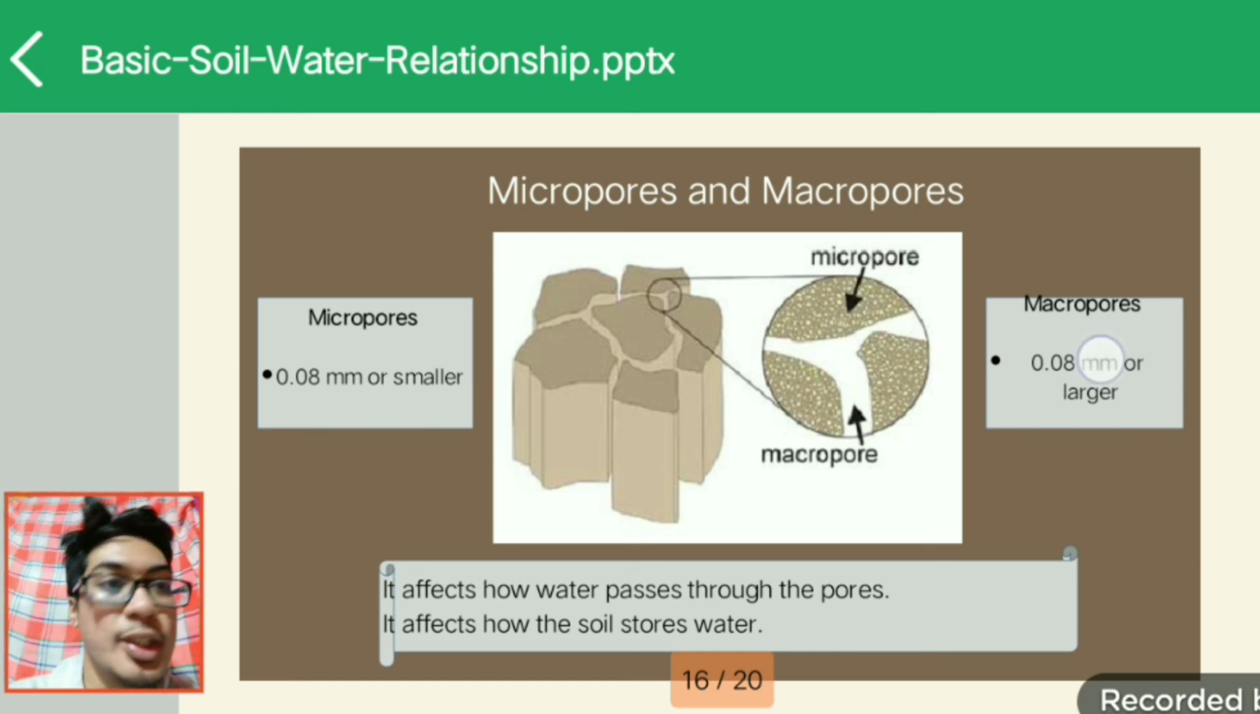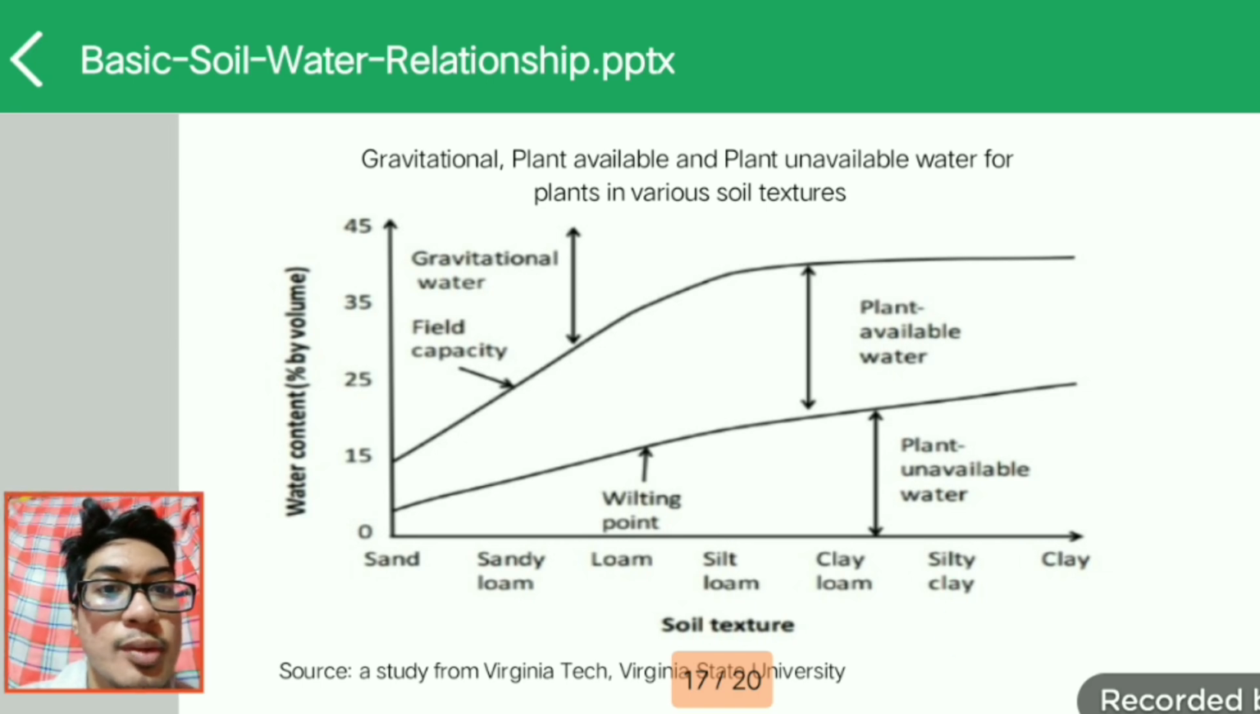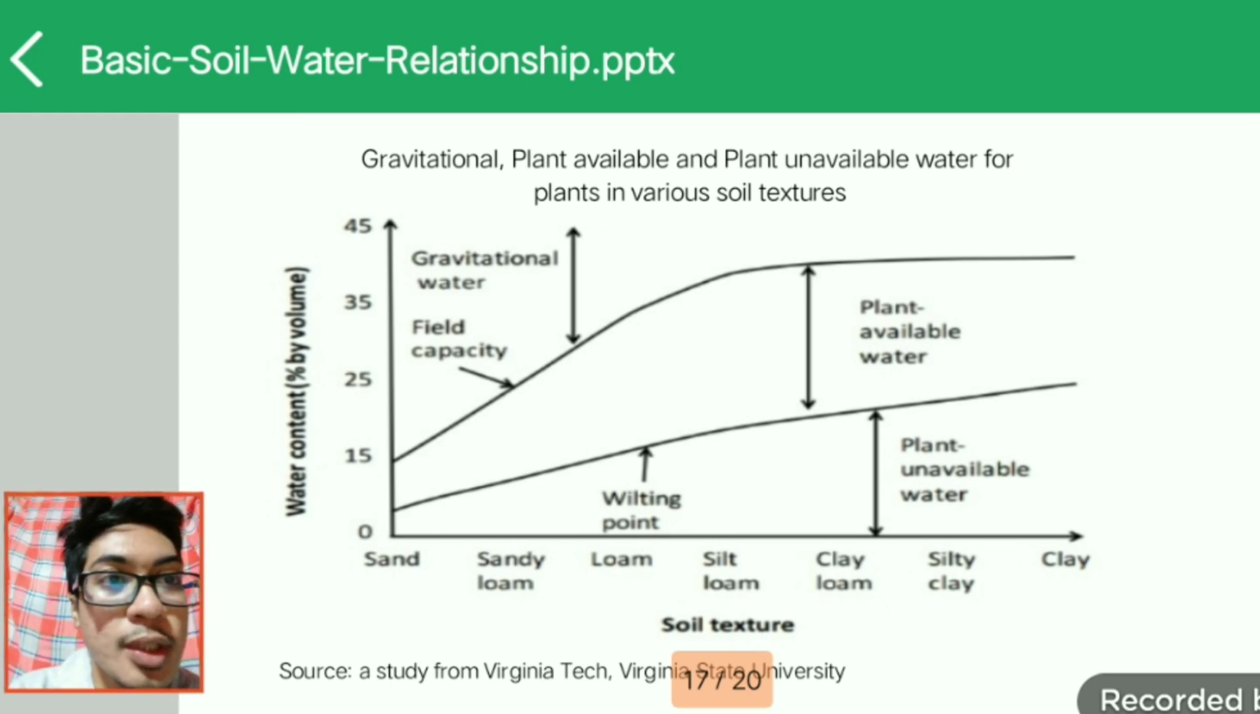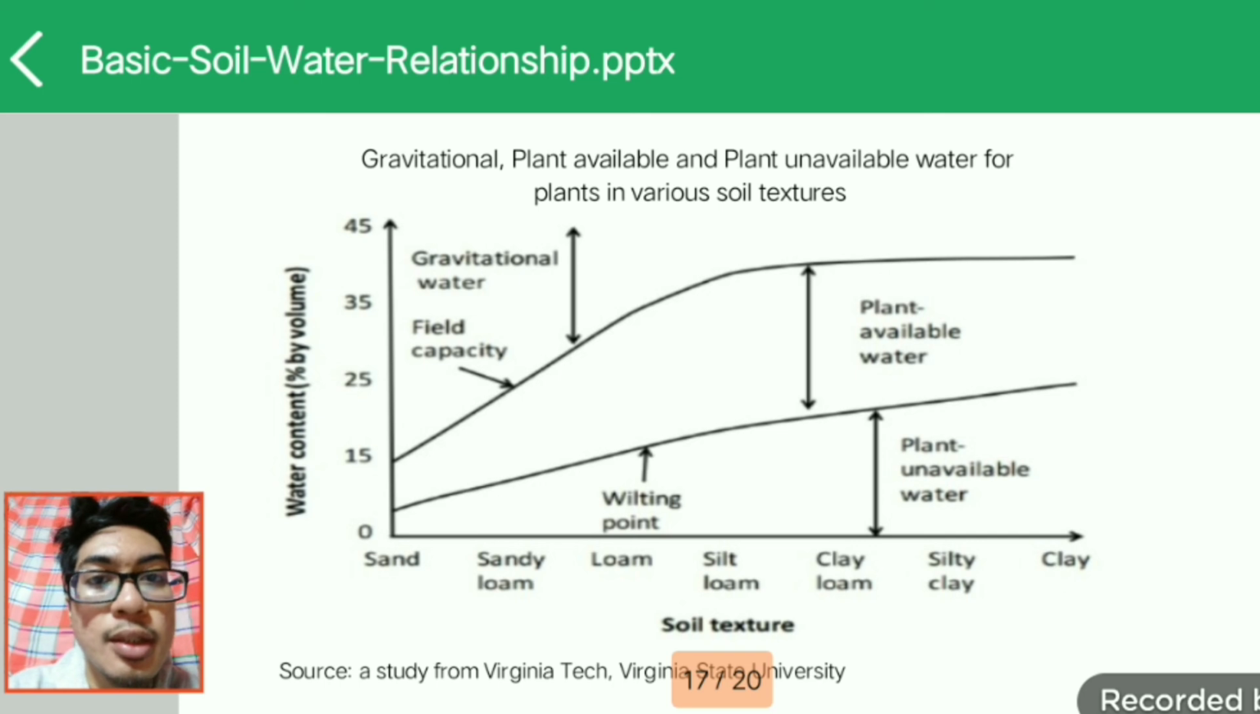According to a study from Virginia State University, they came out with a graph here. On the x-axis, they have the soil texture, and on the y-axis, they have water content percentage by volume. According to this, not all water that goes through the soil can support plant growth. So we have the region here that supports plant life growth. That's the term they call plant available water.